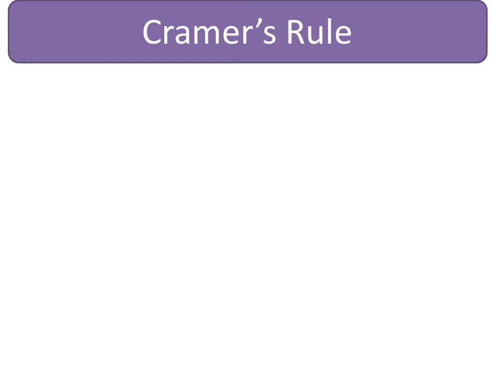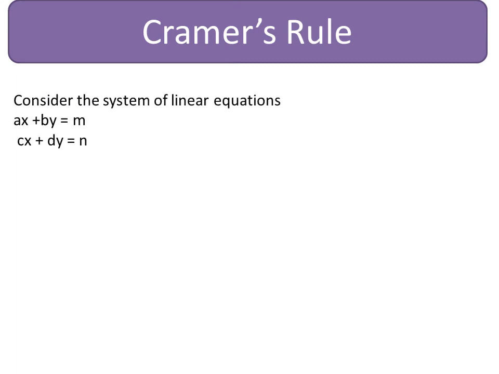Now we will discuss Cramer's rule. In this rule, we consider the system of linear equations which are ax plus by equal to m and cx plus dy equal to n. Here also we will consider two equations. These equations can be written in the matrix form.